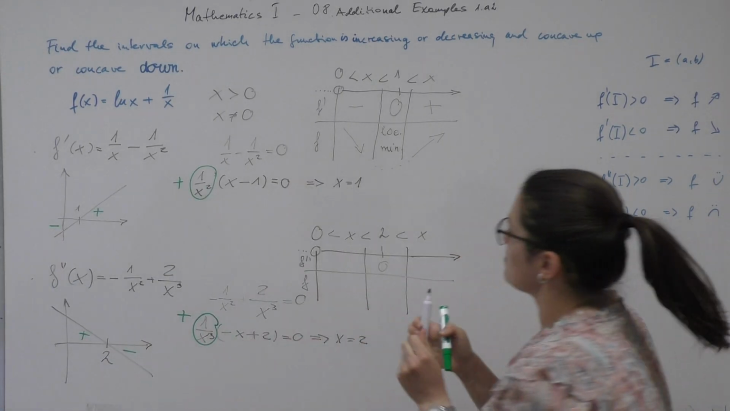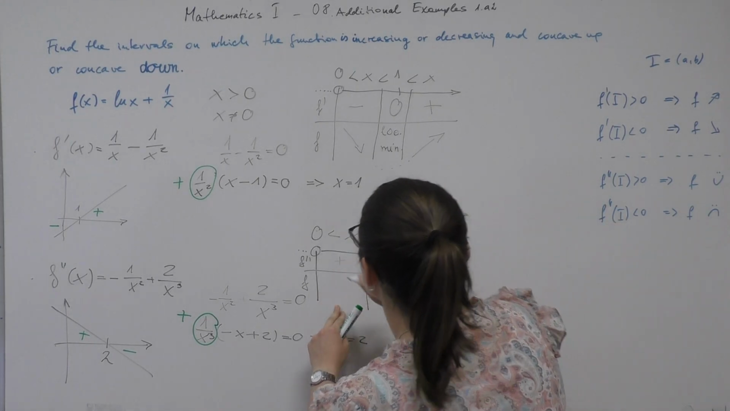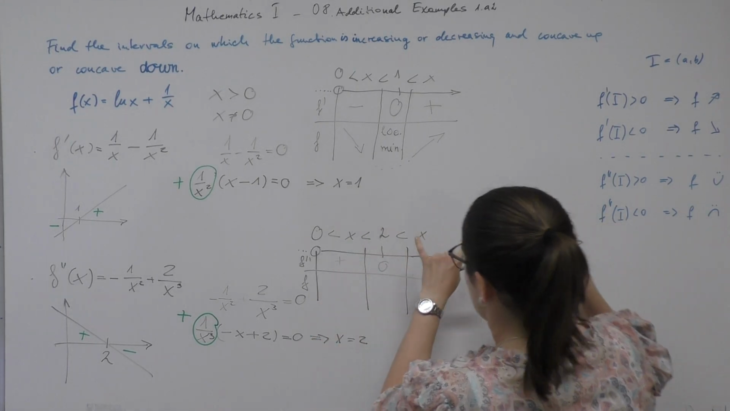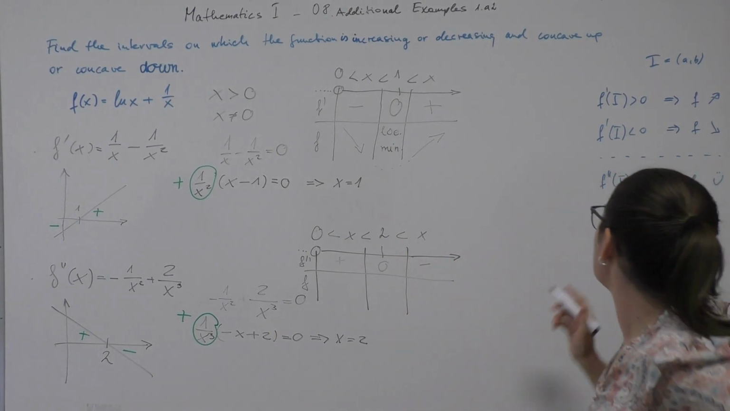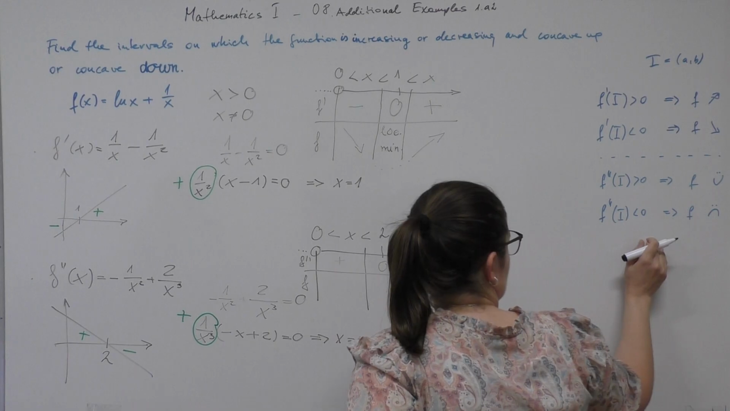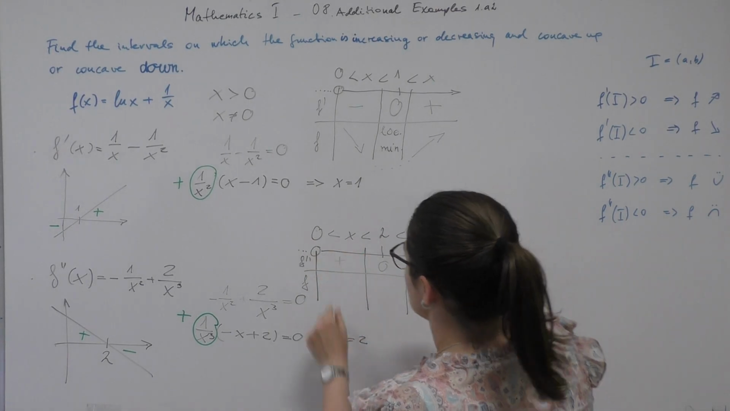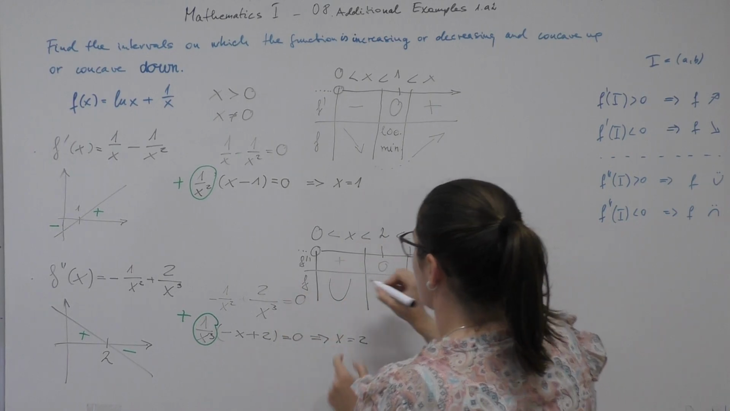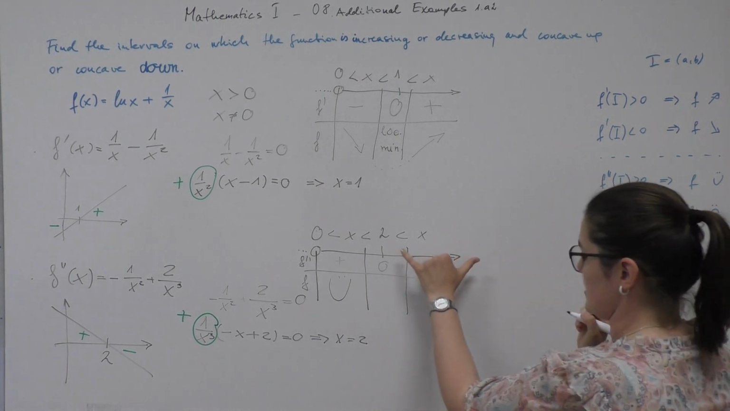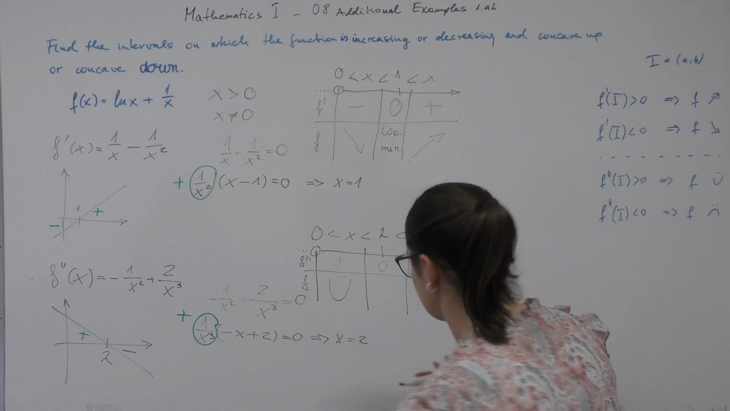So here in the table, here we have positive values, and here in this interval we have negative values. Based on this rule, we know that in this domain, on this interval, the original function will be concave up, and here, since it's negative, it will be concave down.